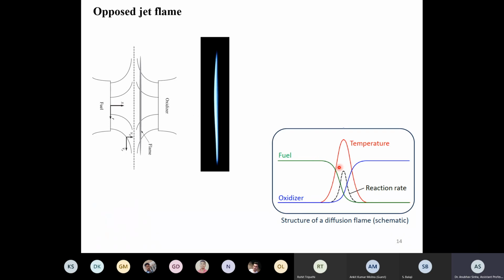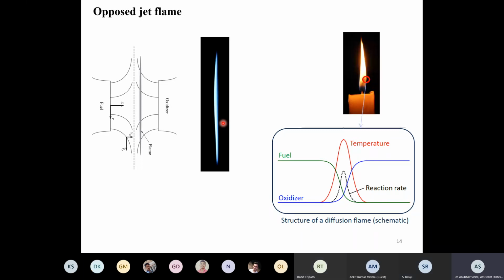On the left side I have fuel, fuel is going up to the flame, then it is consumed. Similarly, oxidizer is there on the right side. Oxidizer is coming up to the flame and then it is getting consumed at the flame. This side there is no oxidizer, this side there is no fuel. And we have reaction rate and temperature peaking at the flame front. So this is the flame front where we have peak temperature and reaction rate. You all agree to this profile? Yes, sir. This looks good? Yes, sir.